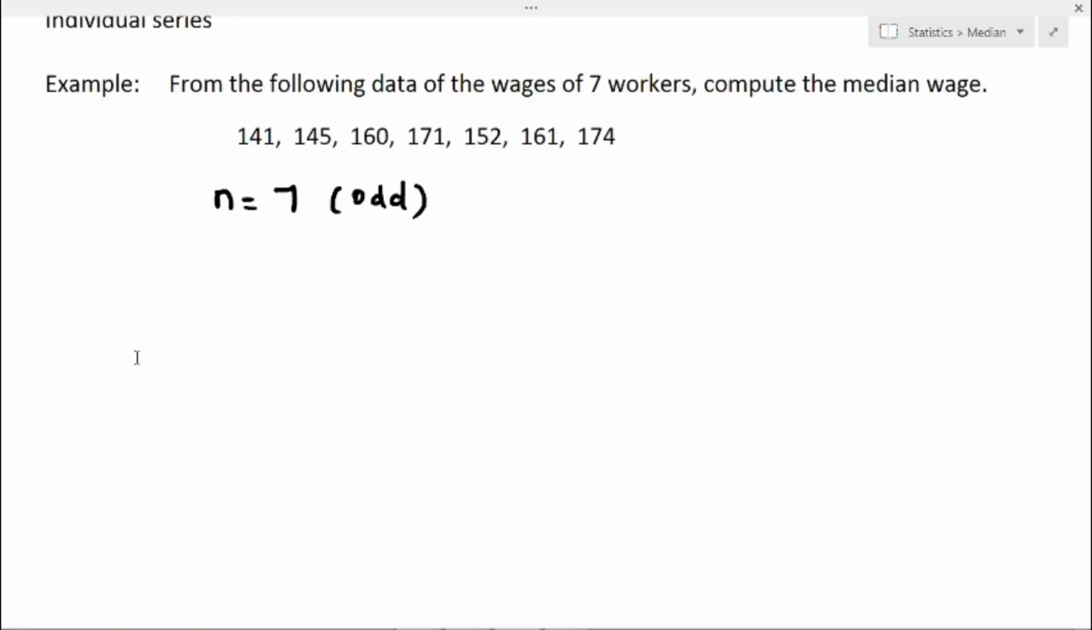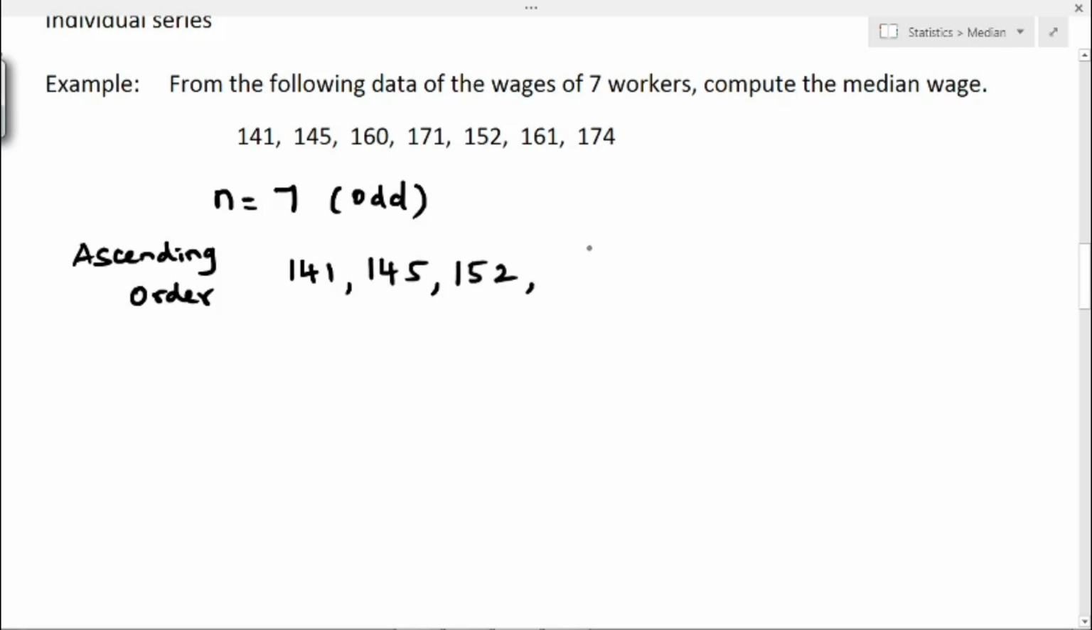First we have to arrange the data in ascending order. So ascending order is: the minimum value we have is 141, next minimum 145, next 152, and then the next greater value is 160, next 161, next 171, and then 174. So I have written it in ascending order.